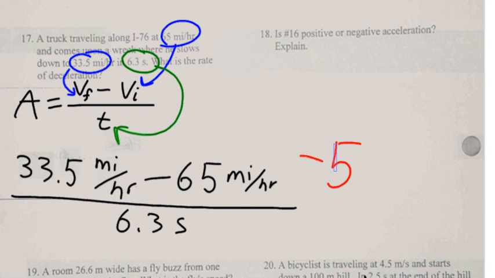It's asking you, should be 17, is 17 a positive or negative acceleration? It is a negative acceleration because you are decreasing the speed.